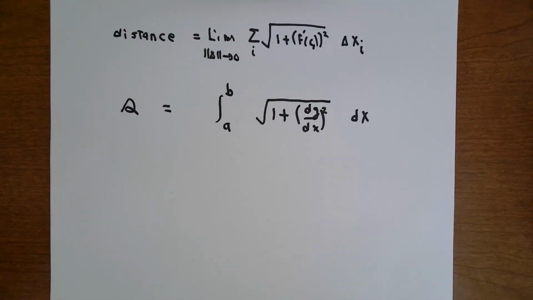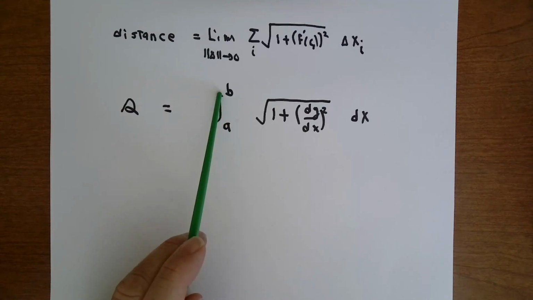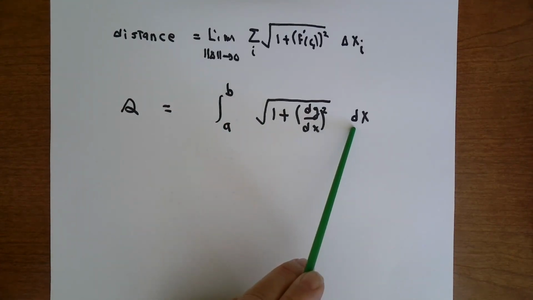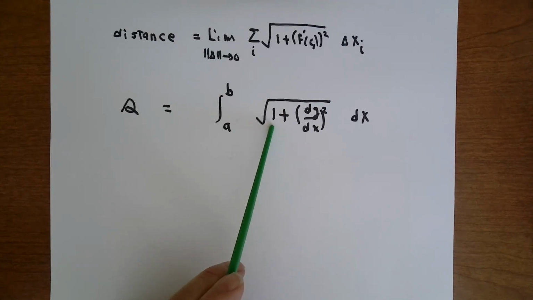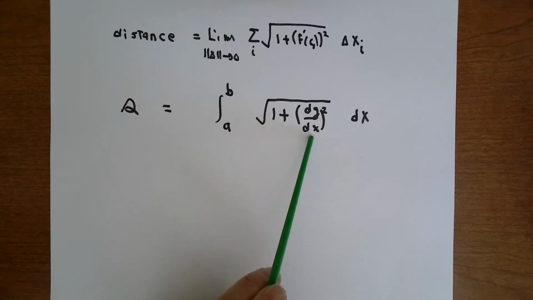The arc length, the distance along the curve that we're interested in, is the integral from a to b with respect to x of the square root of 1 plus the square of the derivative of f. I could have just written the square of f prime of x there, or it may be nicer looking if you write it that way. In either case, I mean f prime of x.